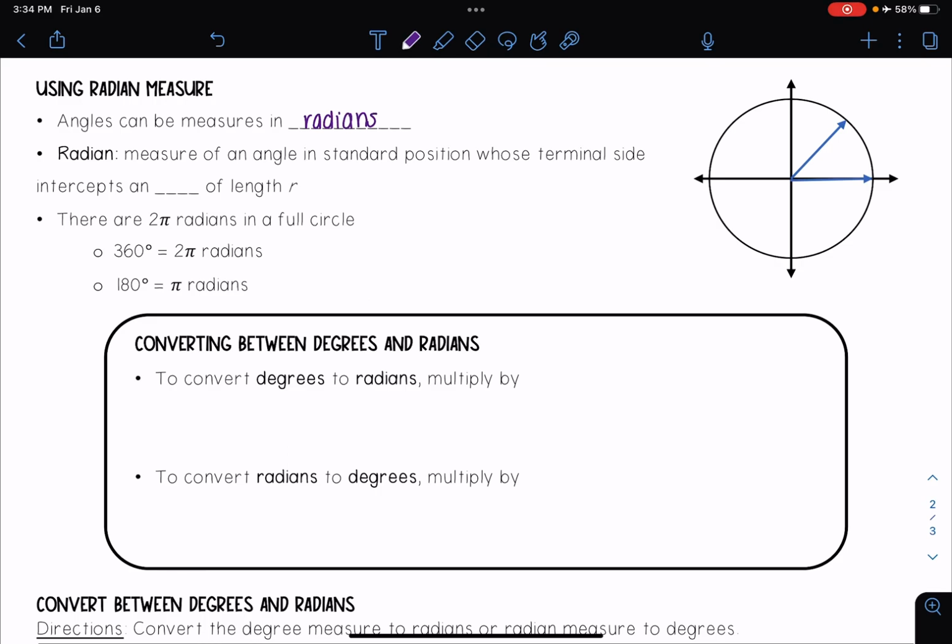A radian is a measure of an angle in standard position whose terminal side intercepts an arc of length r. Looking at this picture, I have this circle and this angle that is in blue. Here, my radius is length r. My arc formed by this angle is length r. And then we see that the measurement of this angle formed here would be 1 radian.